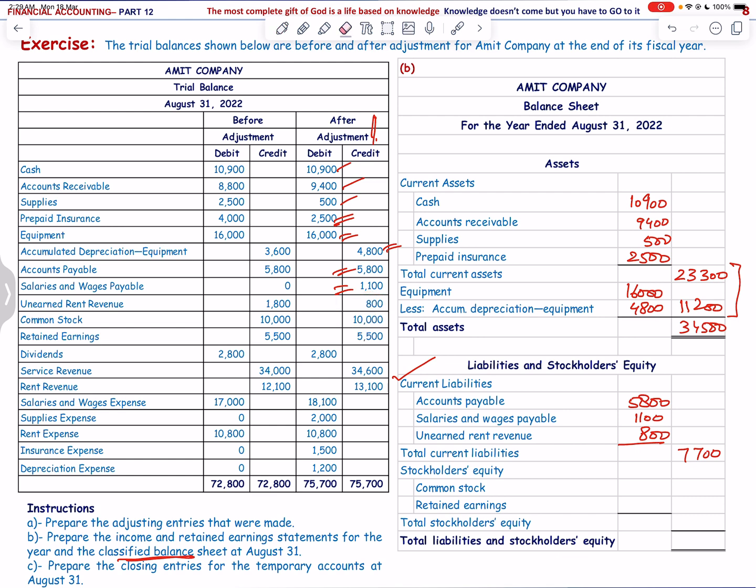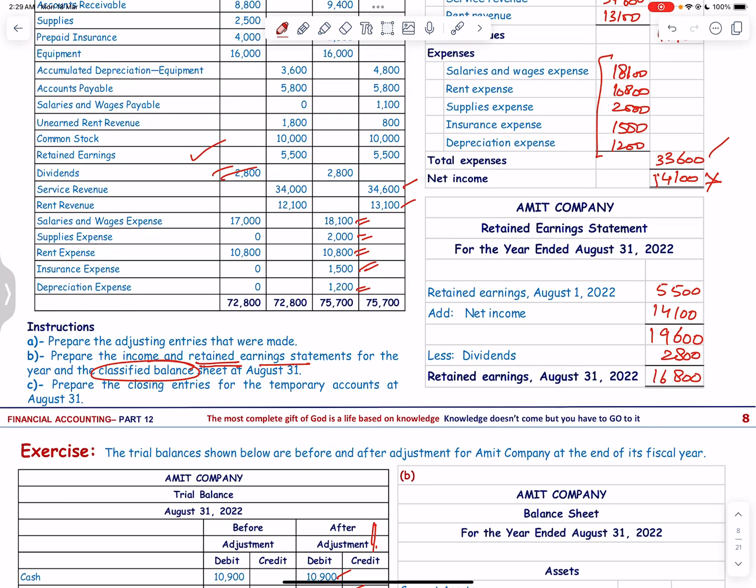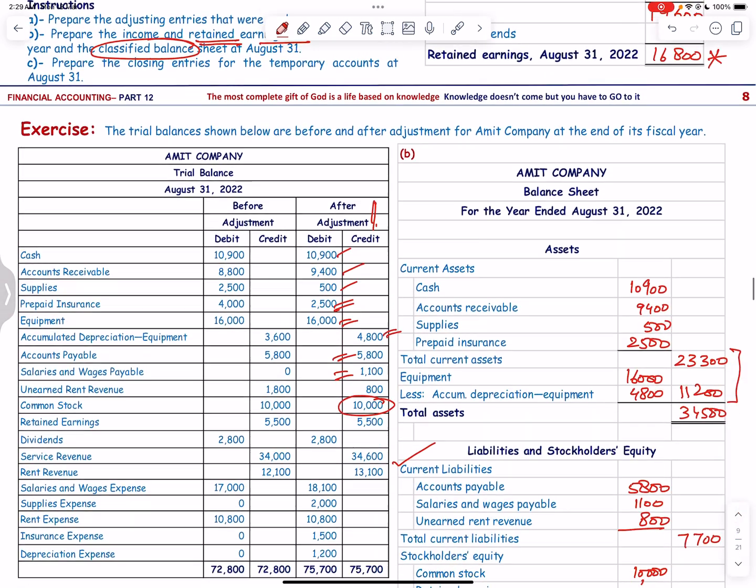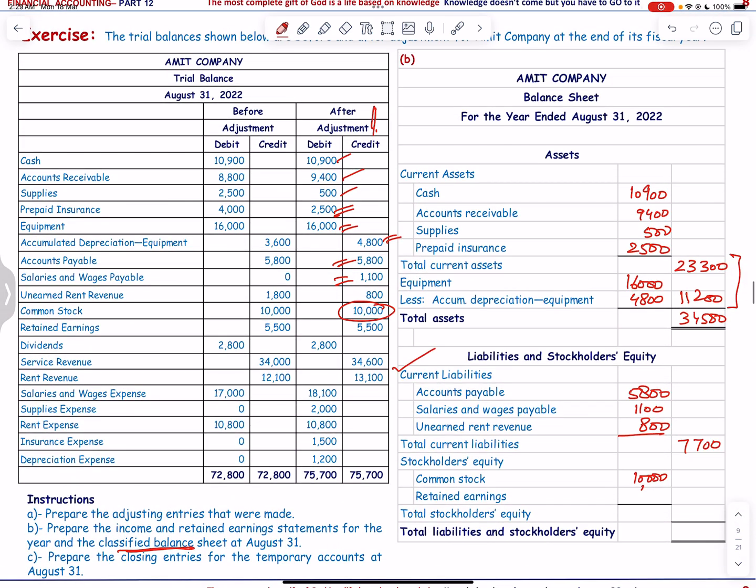Retained earning, we have already calculated. The ending retained earning is 16,800. So the total stockholders equity is 26,800, and the total for the liabilities and the stockholder equity is 34,500. And you can see that the total of the liabilities and stockholder equity is equal to the total of the assets. So mathematically we have done it correct.